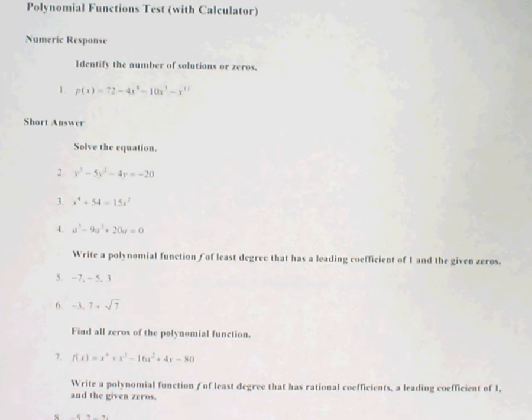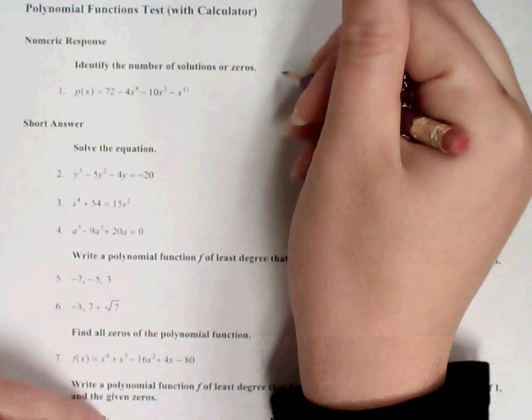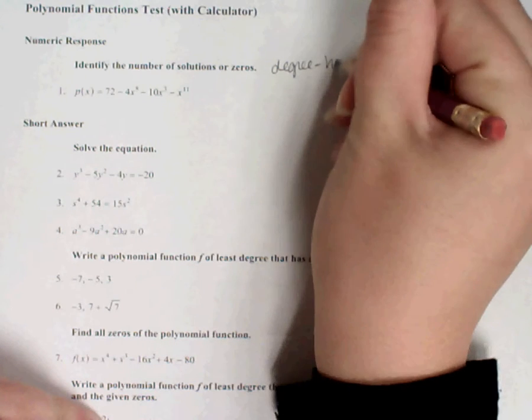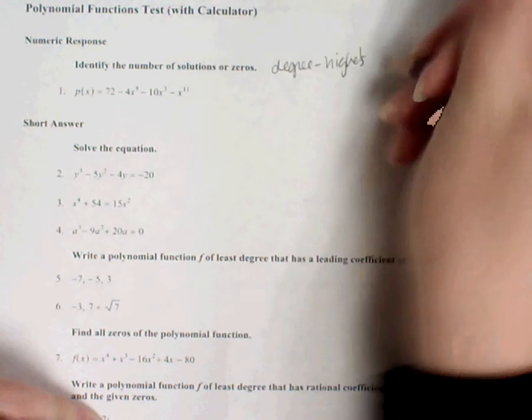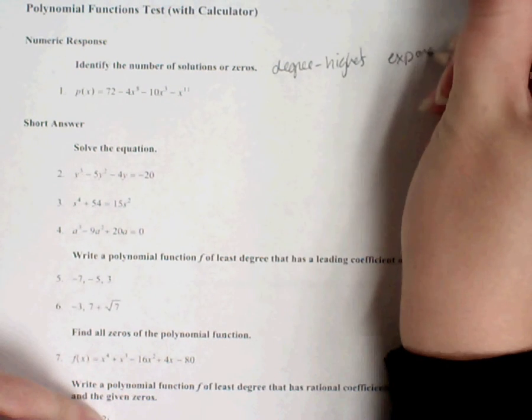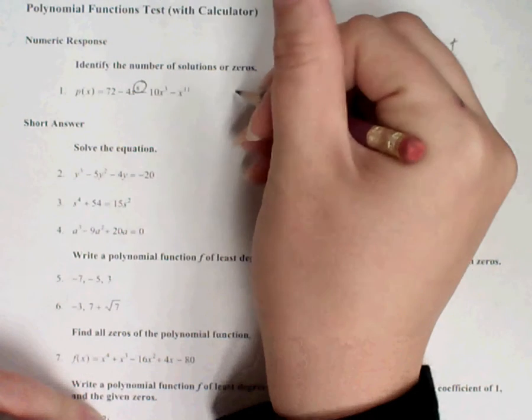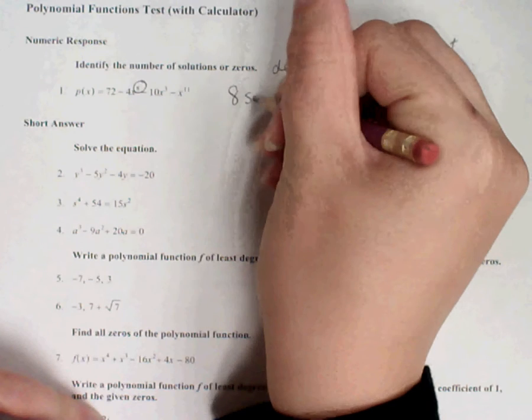Alright, this is your review for your polynomial functions test. Our first question asks us to identify the number of solutions or zeros. Remember, this is the same as the degree or your highest exponent. So if we look at this, our highest exponent is an 8, so there are going to be 8 solutions.